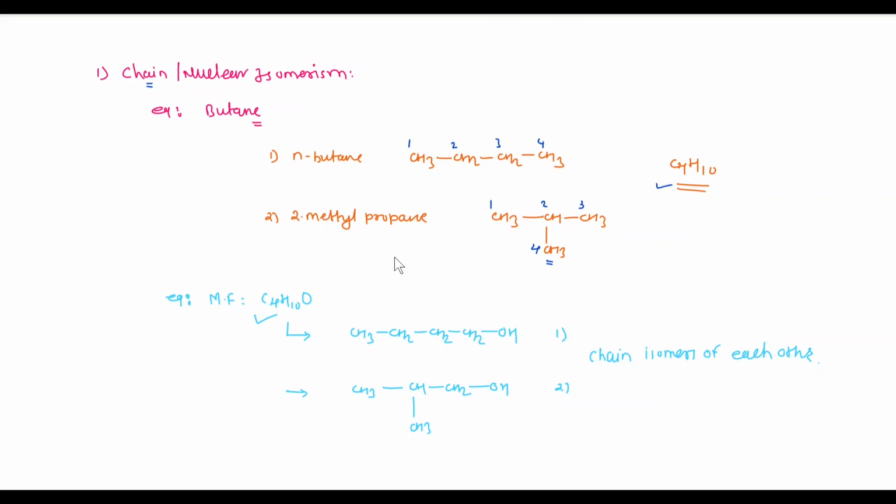The second type of isomerism is positional isomerism. Let us see positional isomerism. Basically, positional isomerism is formed when organic compounds have the same structural formula but differ in the position of a substituent or group on the carbon chain, and the phenomenon is called positional isomerism. Let us see it with an example.